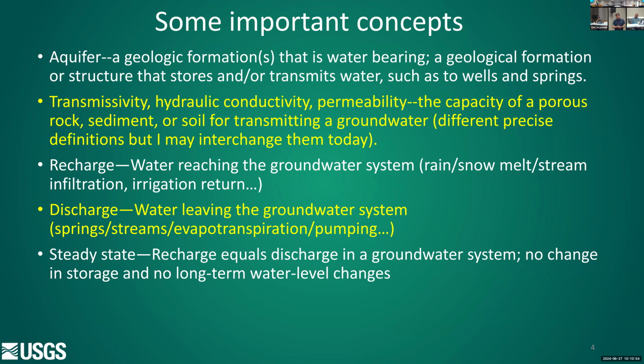And another one is evapotranspiration, or what we call ET. So plants that have roots that go down into the groundwater system and suck up groundwater and use it. That's also discharging water from the system.